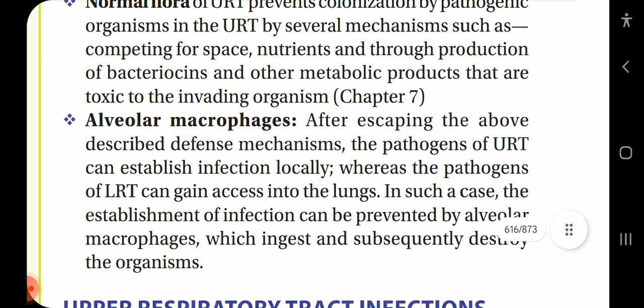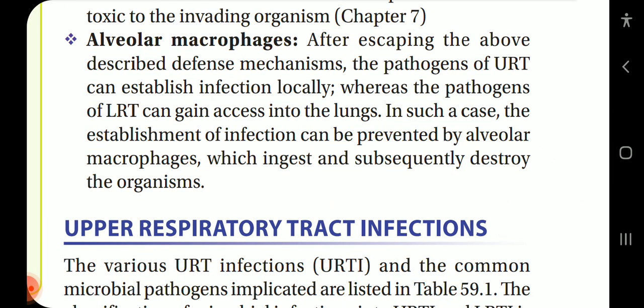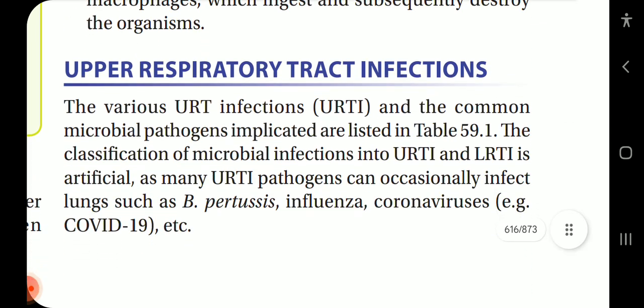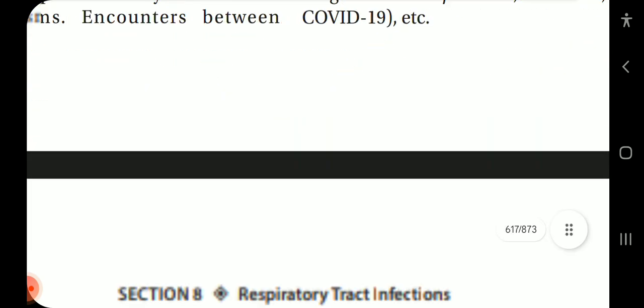invading organisms. Alveolar macrophages: after escaping the above described defense mechanisms, the pathogens of the upper respiratory tract can establish infection locally, whereas the pathogens of the lower respiratory tract can gain access to the lungs. In such a case, the establishment of infection can be prevented by alveolar macrophages, which ingest and subsequently destroy the organism. So let us see the upper respiratory tract infections. The various URT infections, URTI, and the common microbial pathogens implicated are listed. The classification of microbial infection into URTIs and LRTIs is artificial, as many URTI pathogens can occasionally infect lungs, such as Bordetella pertussis, influenza, coronavirus like COVID, etc.